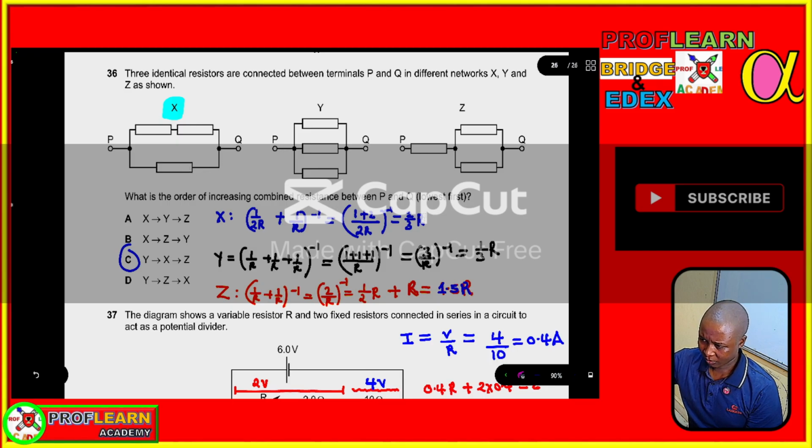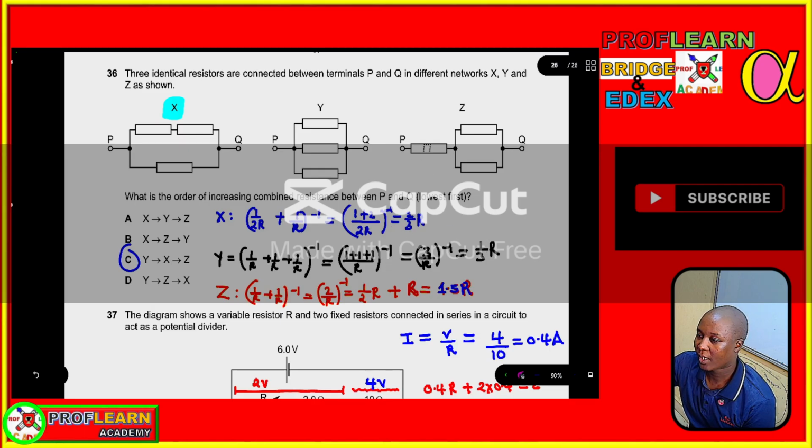Working out everything, we are going to get this value. These, all of them, are in parallel. We shall say 1 over R plus 1 over R plus 1 over R, and everything is going to translate to R over 3. This is 2R over 3.